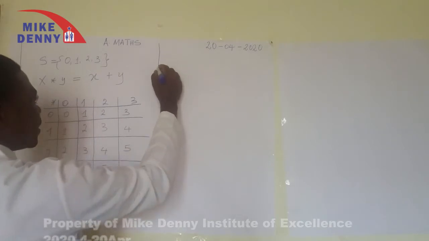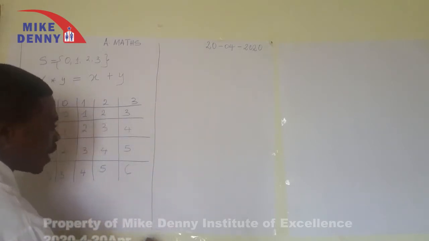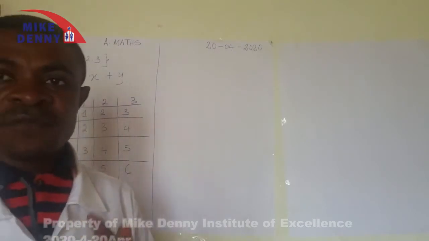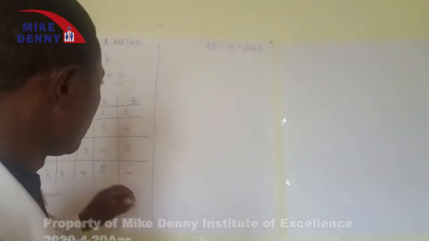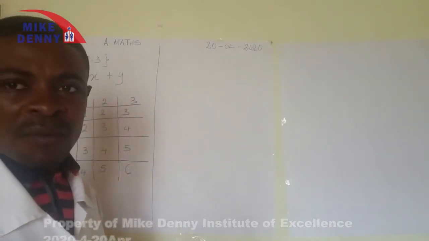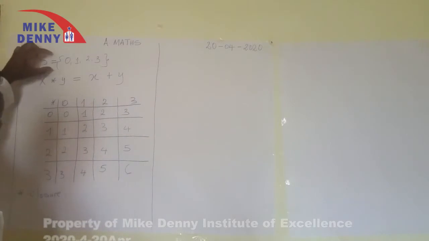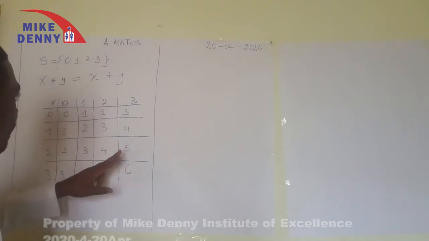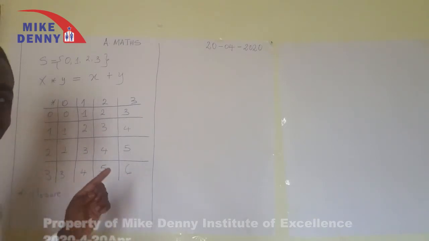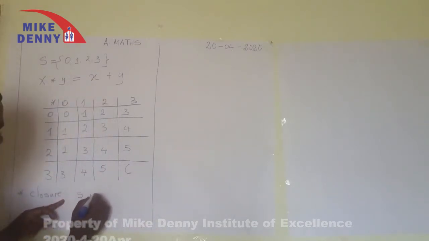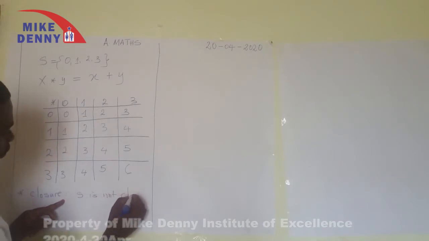So I draw a line here. I want to determine whether it forms a group now. The first property, closure. We said for a set to be closed, all the elements we have in the table must belong to the given set above. If you look at the set above, S equals {0, 1, 2, 3}. But if you look at the table, we have some strange elements. We have 6, we have 5, and we have 4. So this is not closed. So now we conclude that S is not closed.